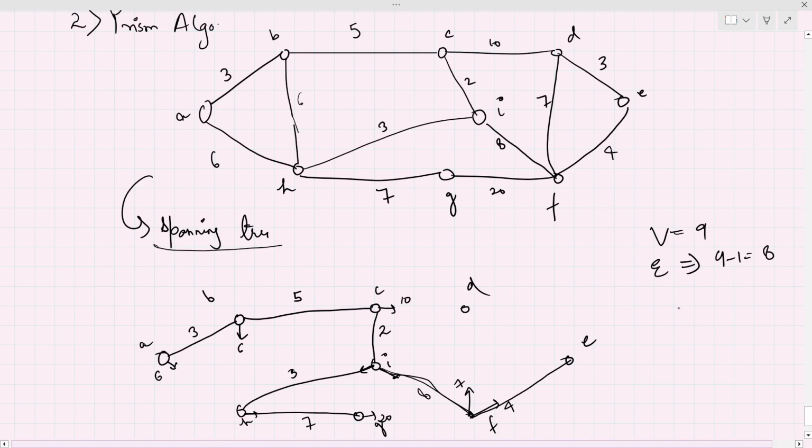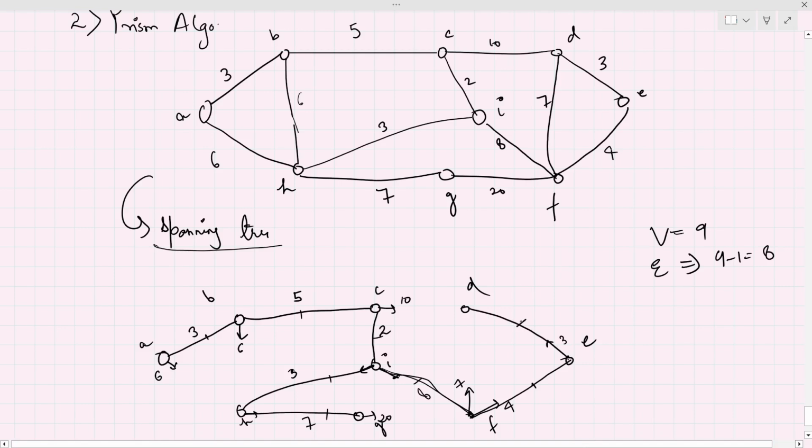Okay, now we have only one edge left. Here you can see that 1 2 3 4 5 6 7, we used 7 edges, one edge is left. Now you have two options: you can go from E to D with edge weight 3, and F to D with edge weight 7. From F to I to C, and from C to D you can also go there with edge weight 10. Now which edge is minimum? Definitely edge E, which means if we connect E to D vertex, we get a minimum weight. So we are going to connect these two. Now this is our eighth edge.